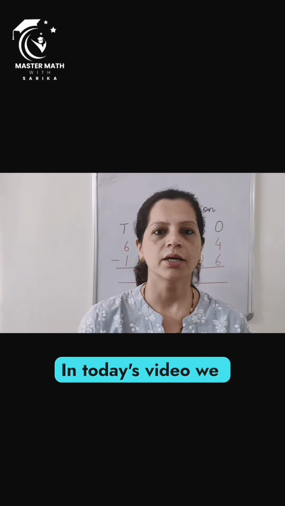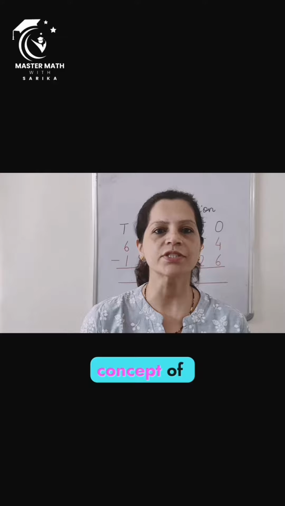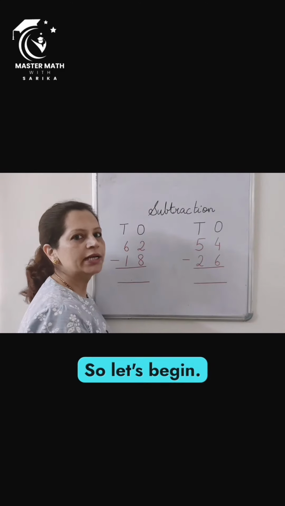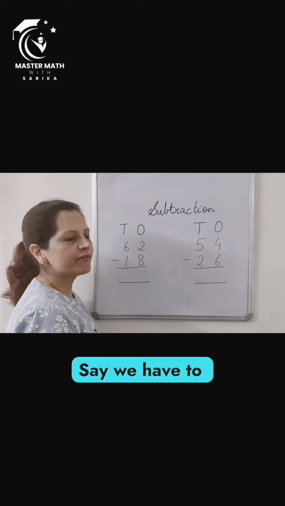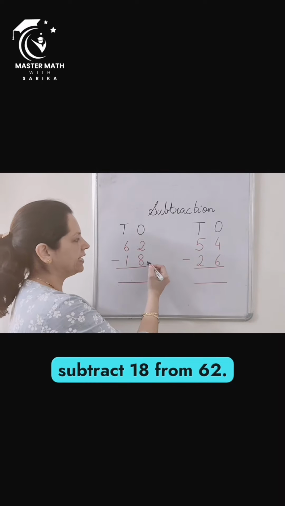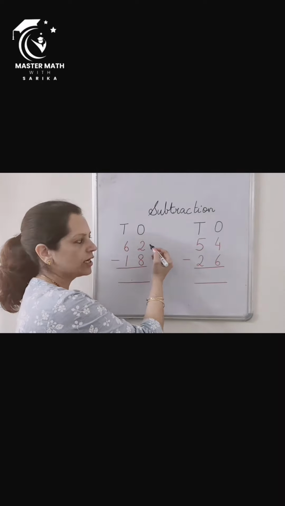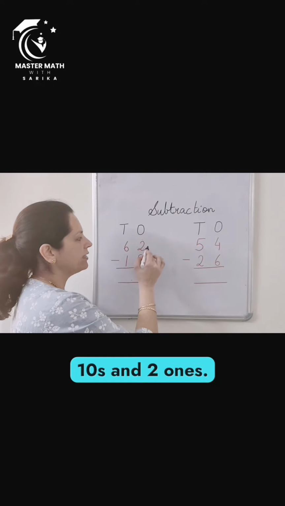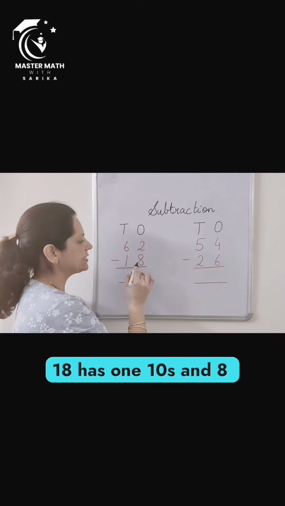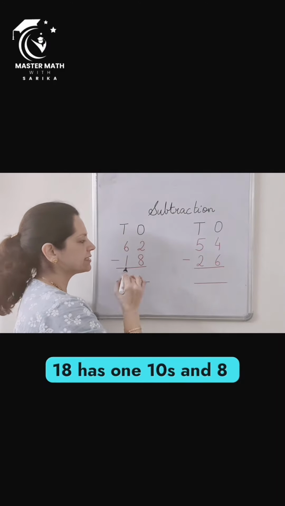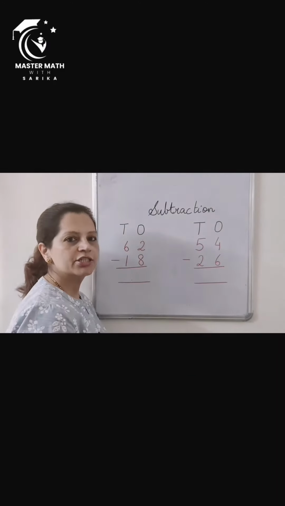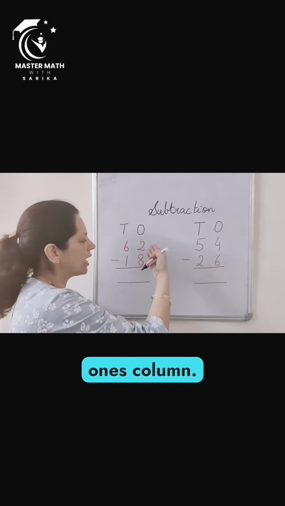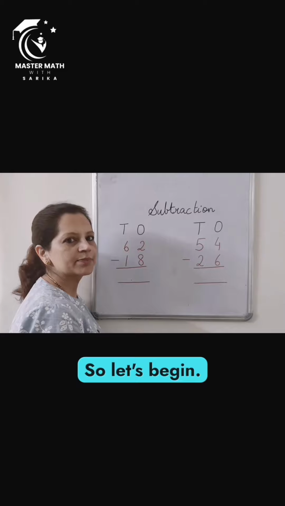In today's video, we will understand the concept of subtraction with the help of these examples. So, let's begin. Say, we have to subtract 18 from 62. Now, 62 has 6 tens and 2 ones. 18 has 1 ten and 8 ones. Children, always remember to start subtraction from the ones column. So, let's begin.